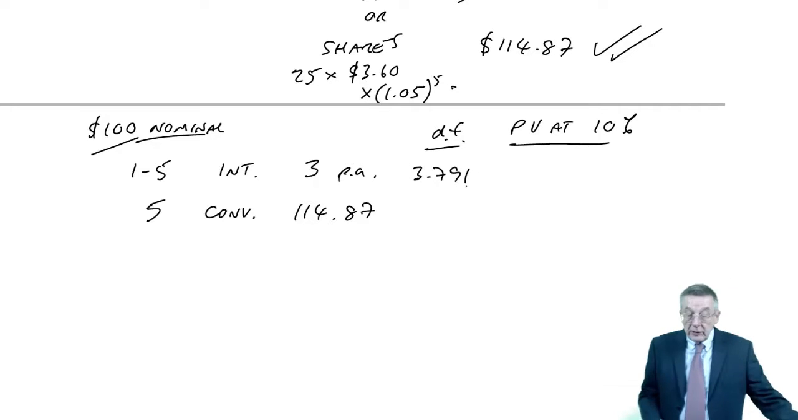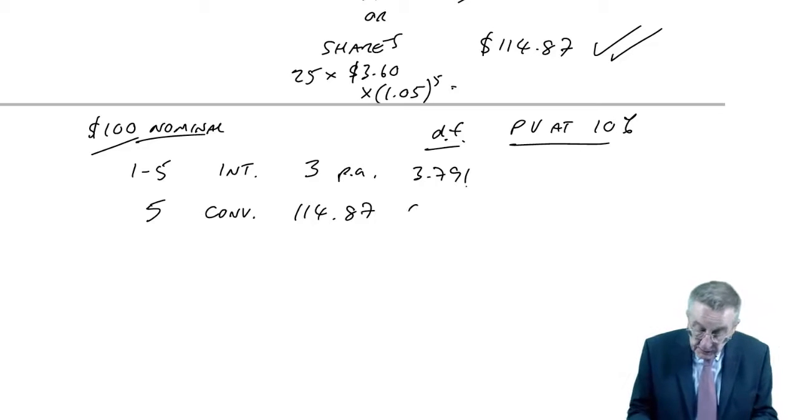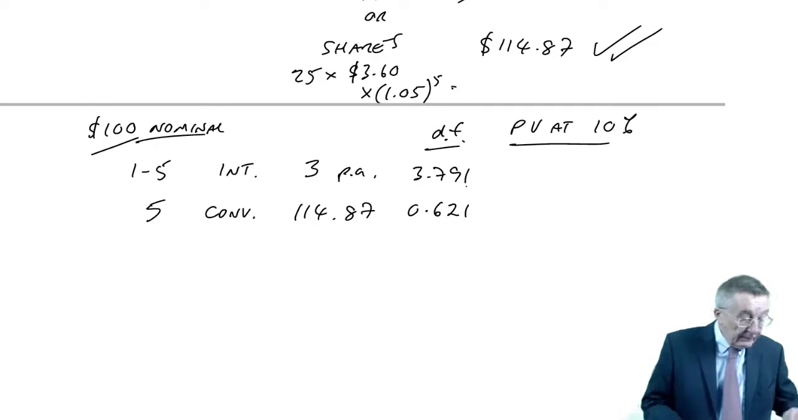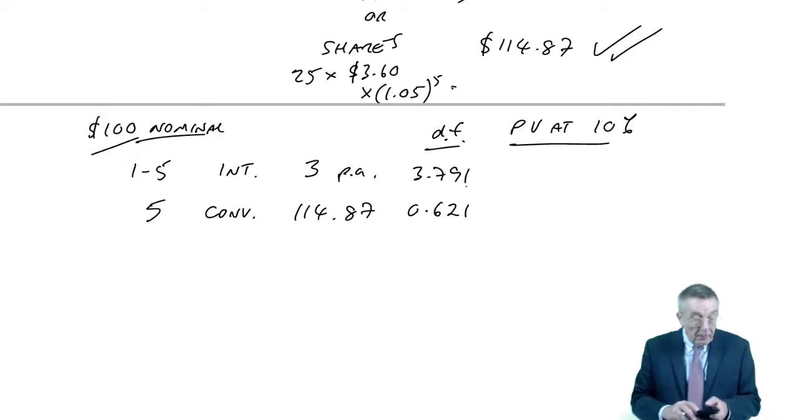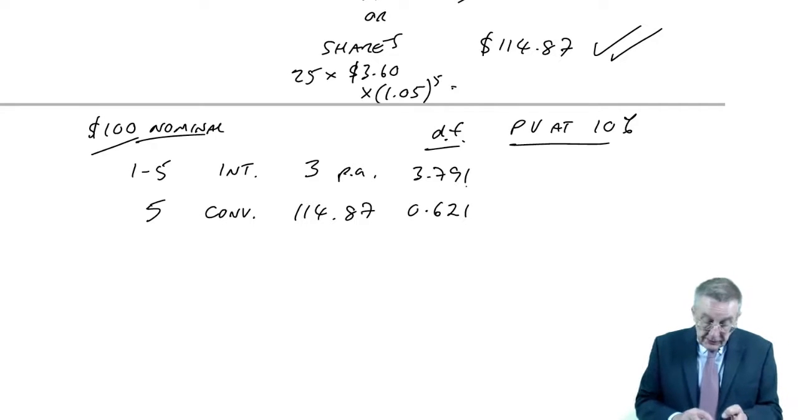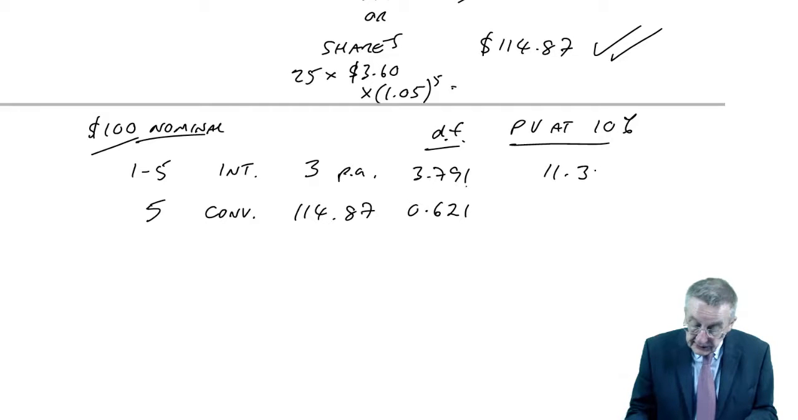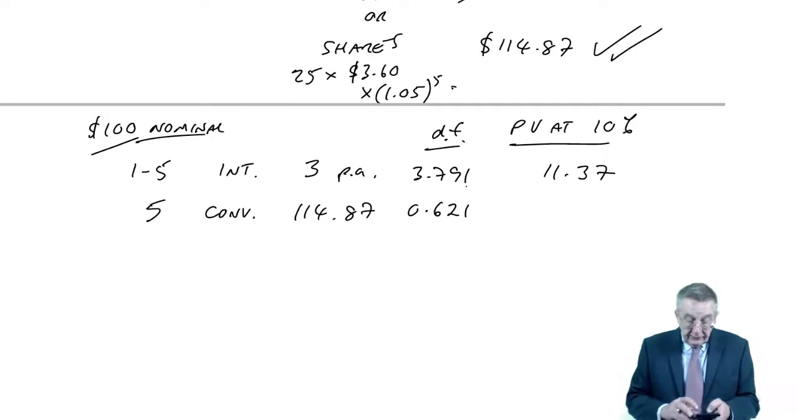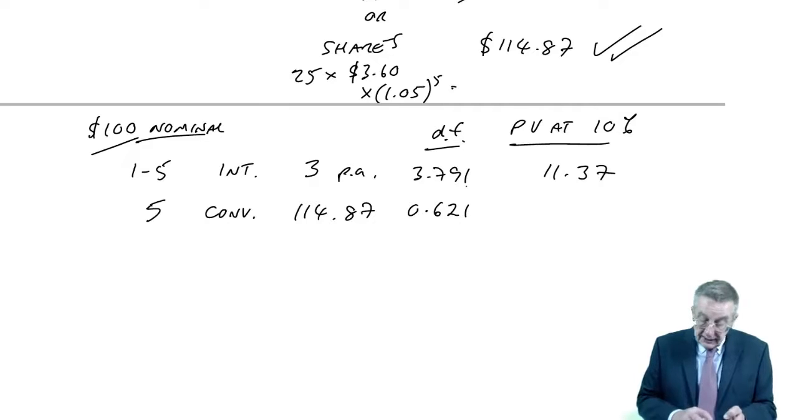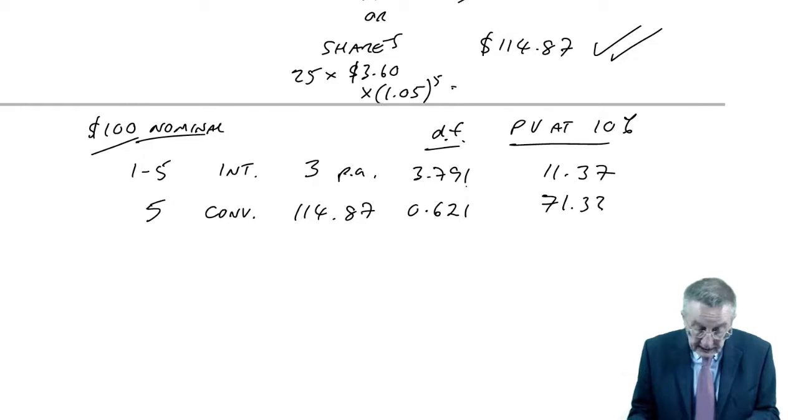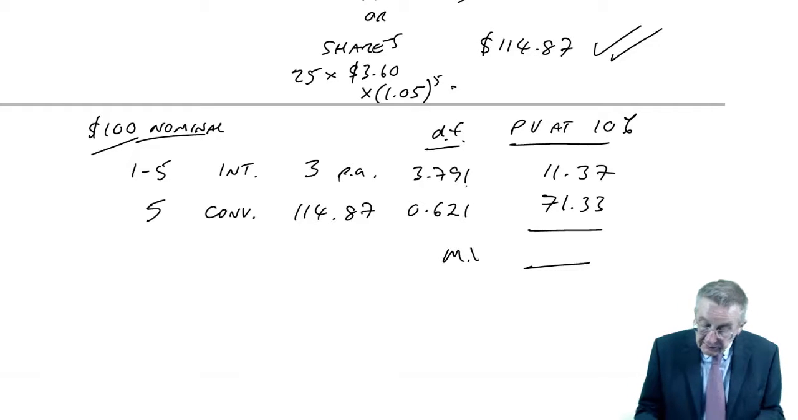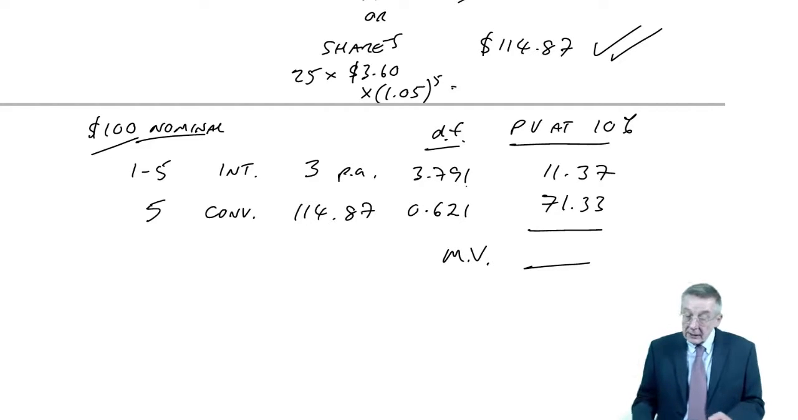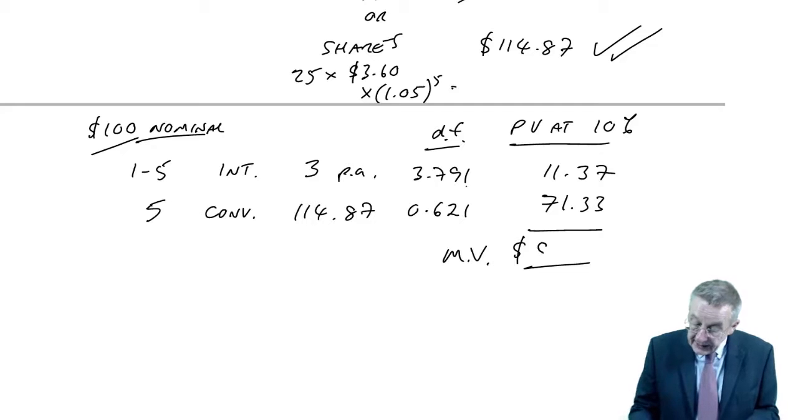Now the conversion: the ordinary discount factor for 5 years at 10% is 0.621. So the present values: 3 times 3.791 is 11.37, and 114.87 times 0.621 is 71.33. That gives a present value, therefore a market value, for $100 nominal of 82.70.